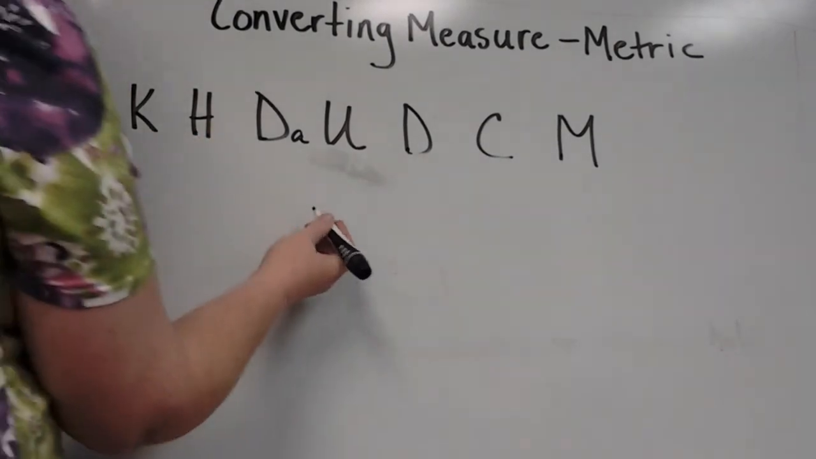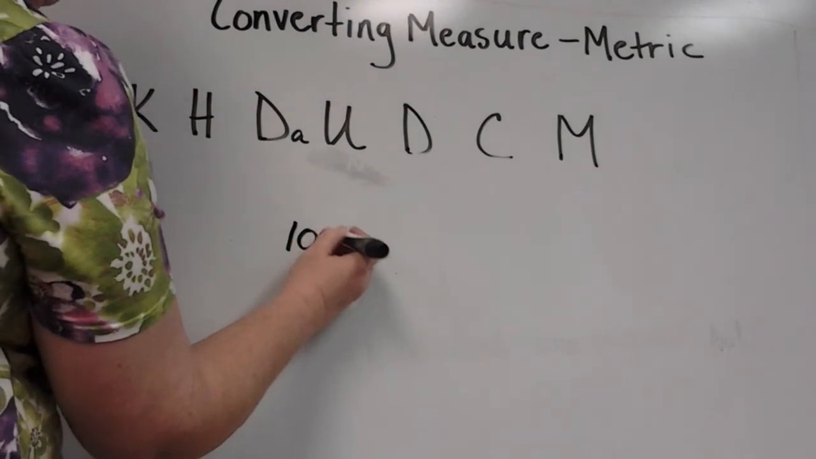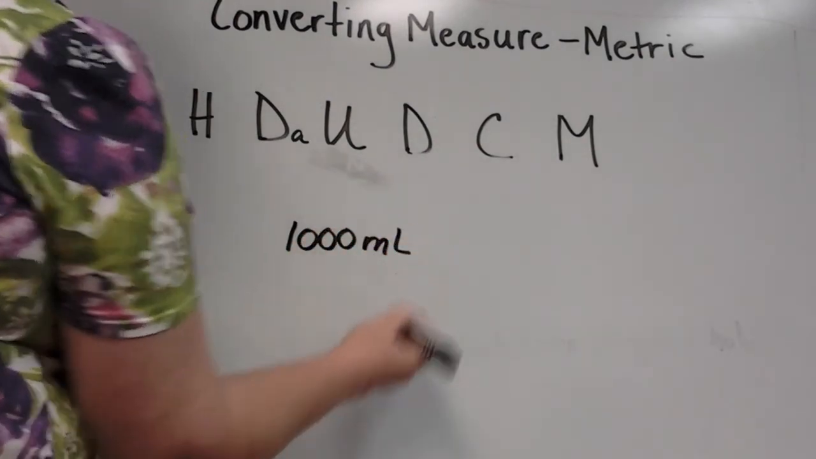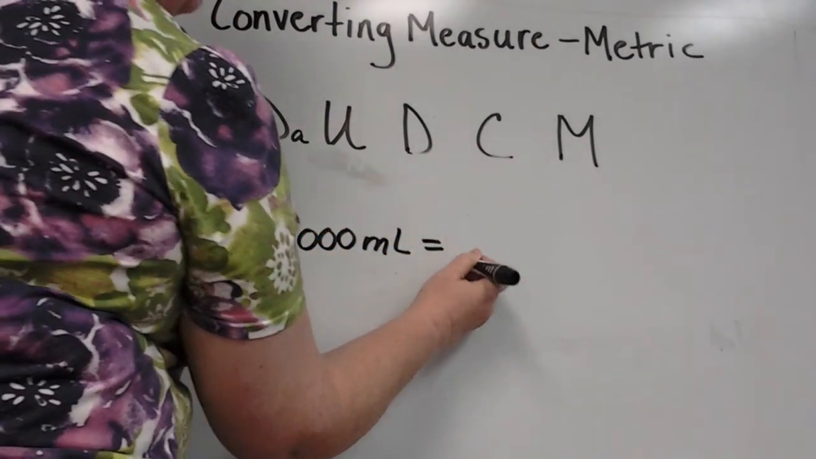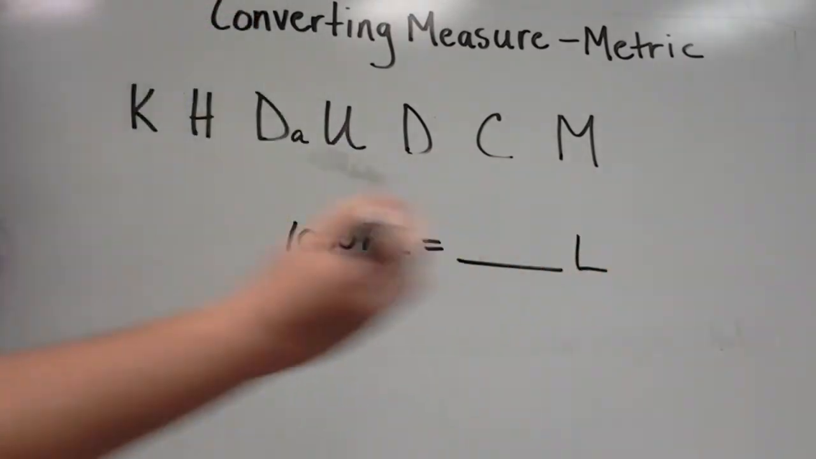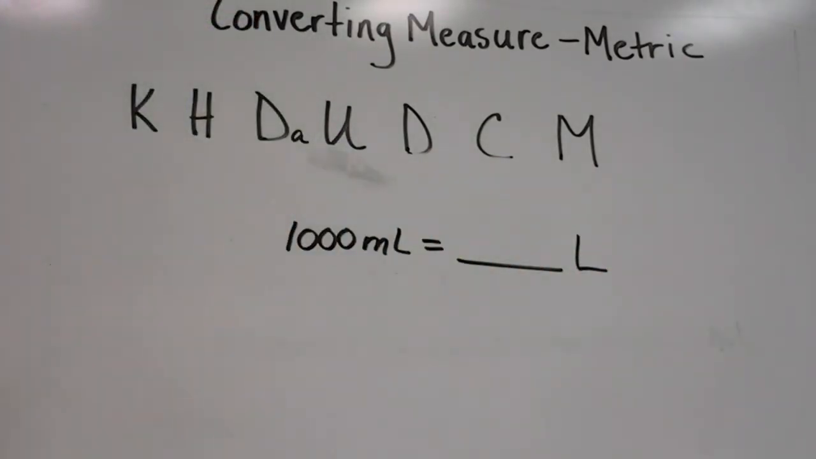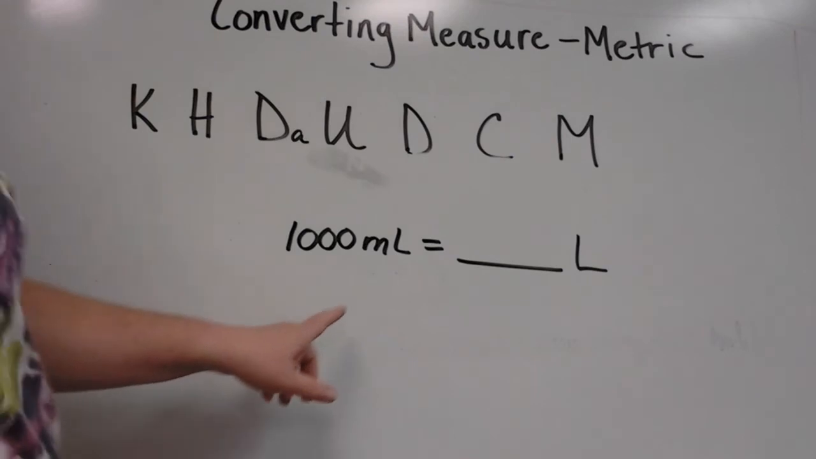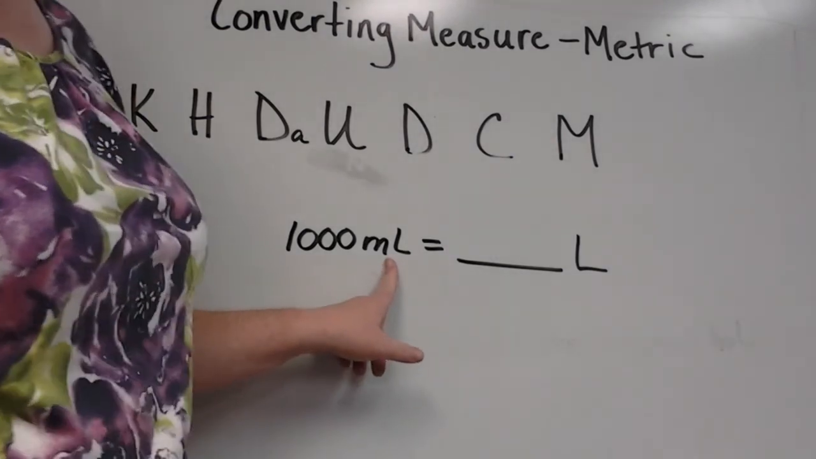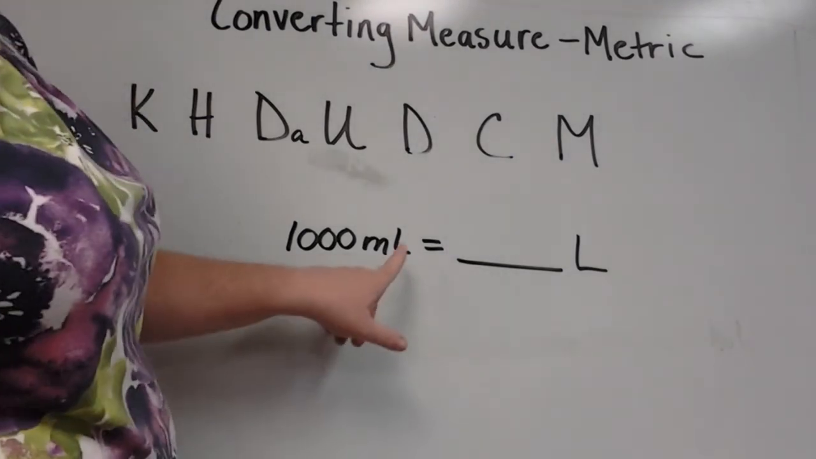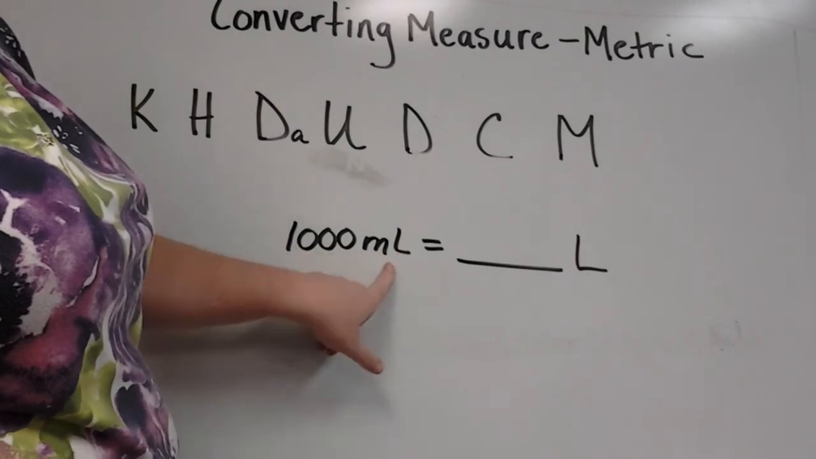I'm going to write down 1,000 milliliters equals blank liters. I want to find out how many liters it equals. And here's how I'm going to do it. I'm going to look at milliliters. This is kind of like playing a board game. And I'm going to say this is where I need to start.